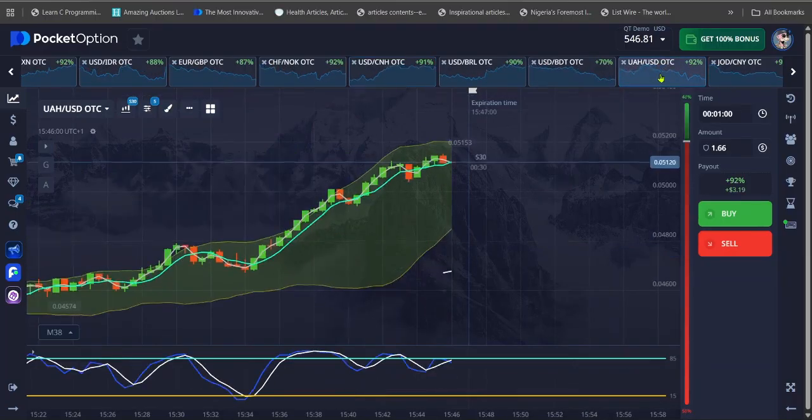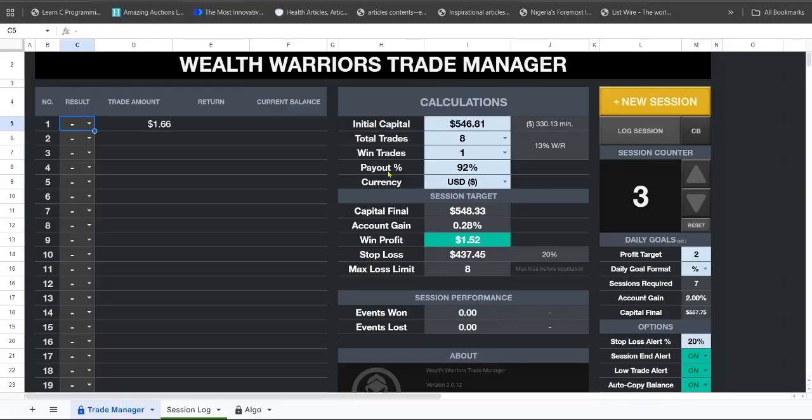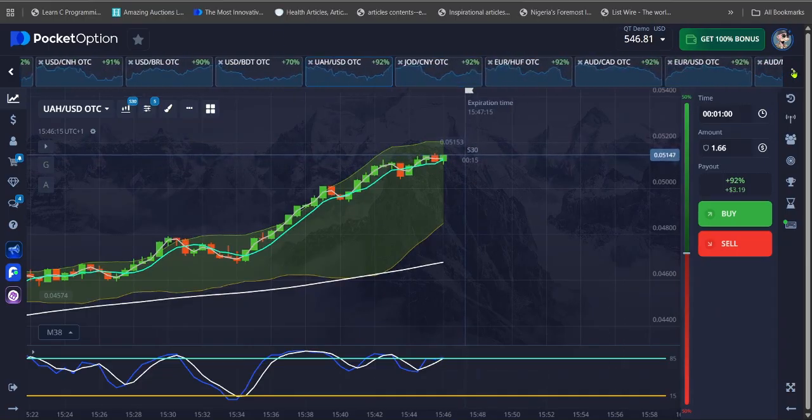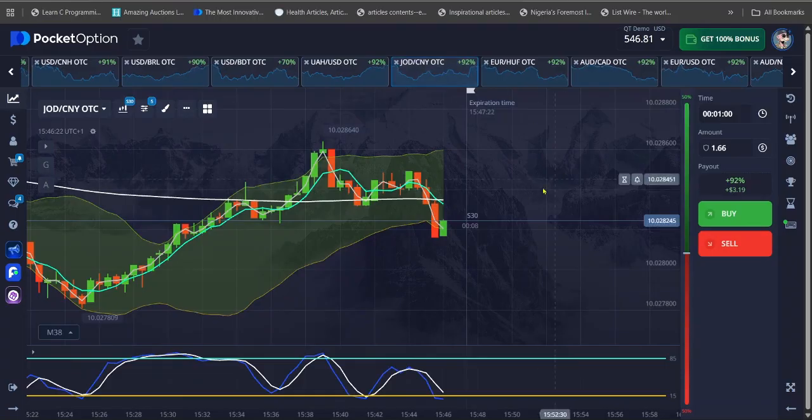If you notice, you will see that I'm only interested in trades whose payout is 92%. This is because we set our payout to be 92%. So we want trades that will pay us that amount based on what we have set already.